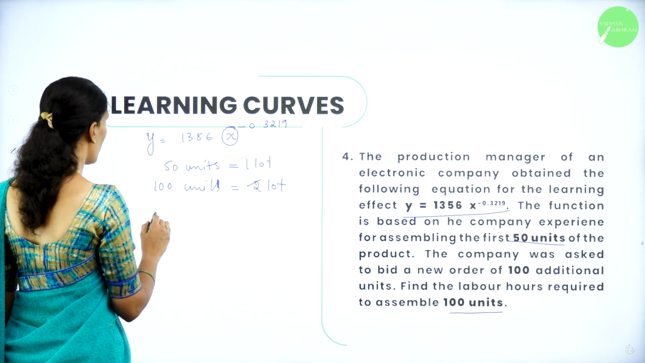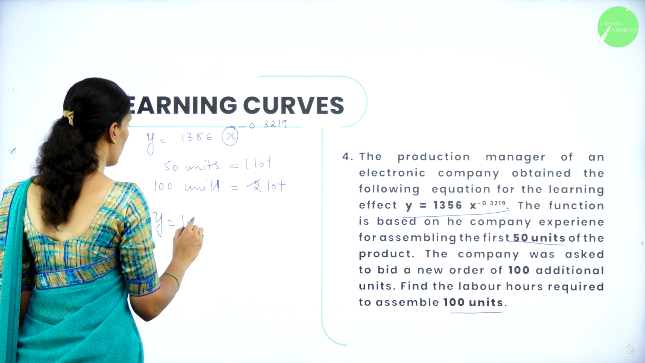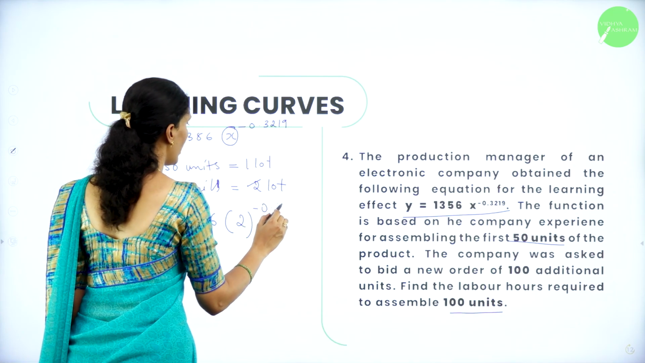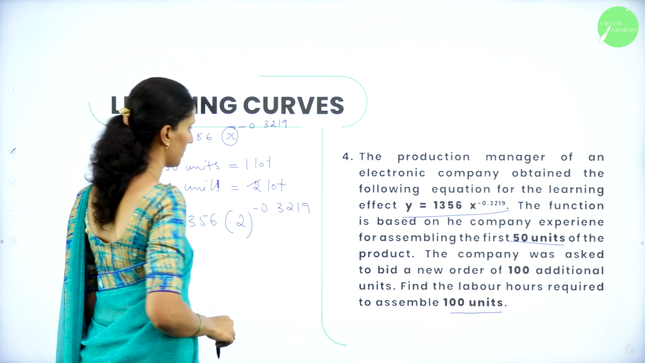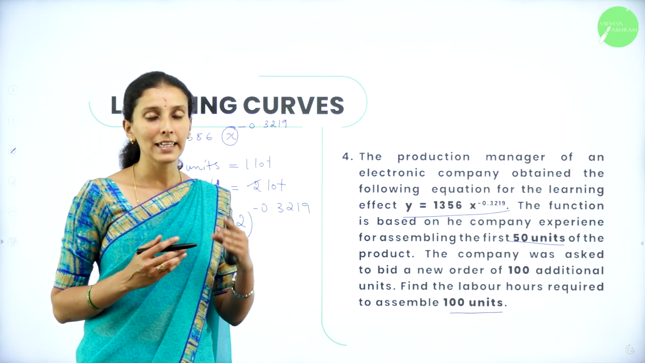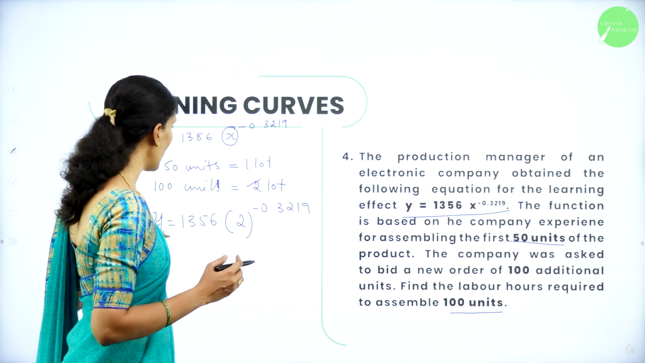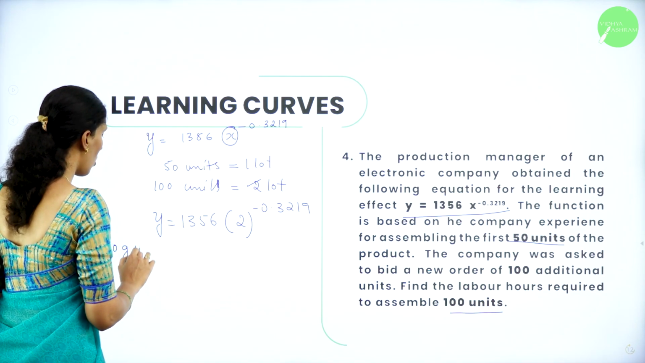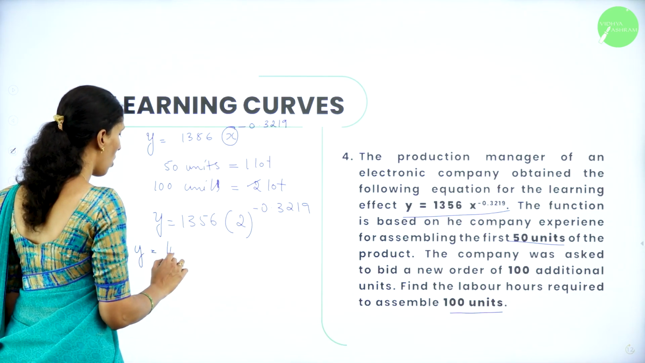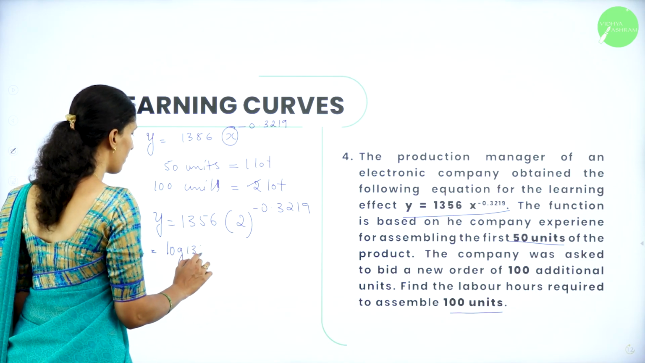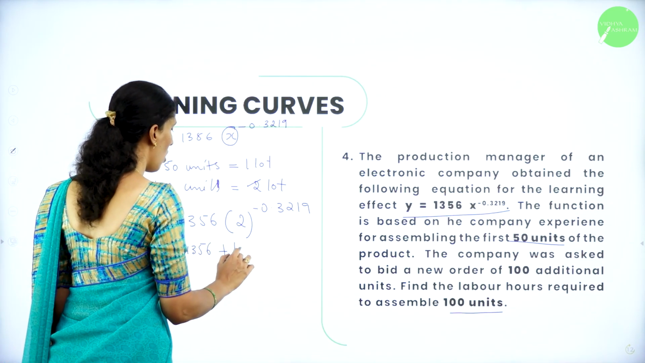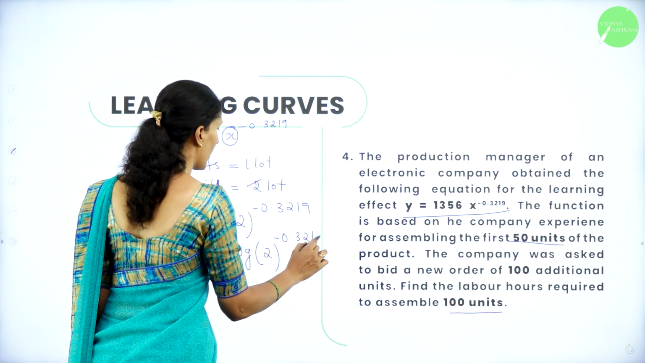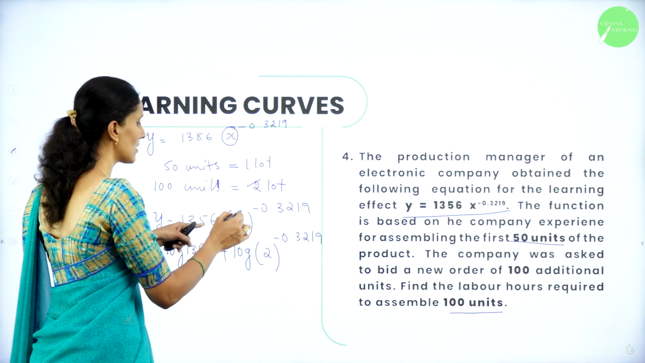So therefore the given equation is y is equal to 1356 into 2 to the power minus 0.3219. Now as we done to find the learning effect, we will apply the log on both sides. So if you apply the log on both sides, we will get log y is equal to log of 1356 plus log of 2 to the power minus 0.3219.